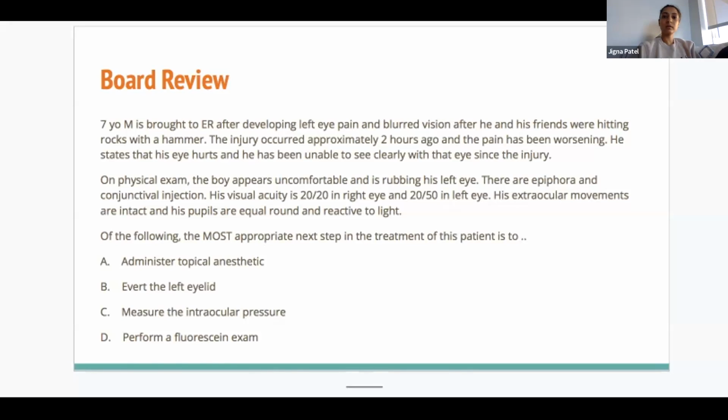Any questions about this? My only comment is just make sure he hasn't perforated his globe. If it looks like that, then you don't do anything except cover it and get ophthalmology stat. Absolutely.